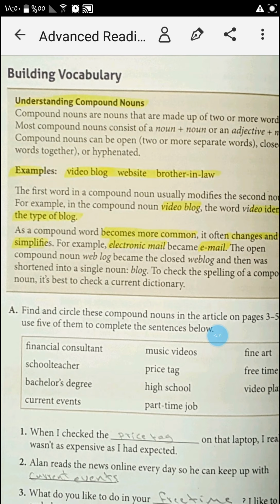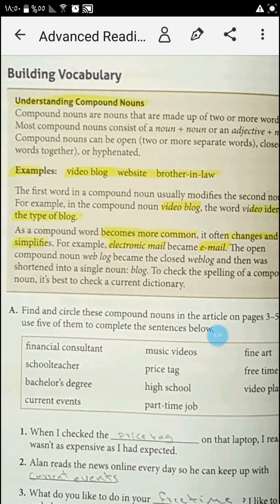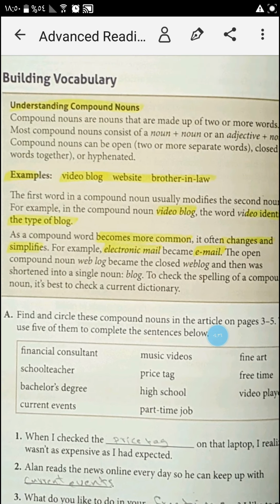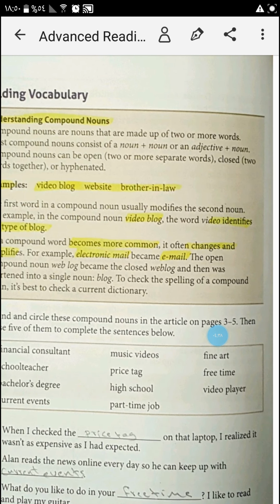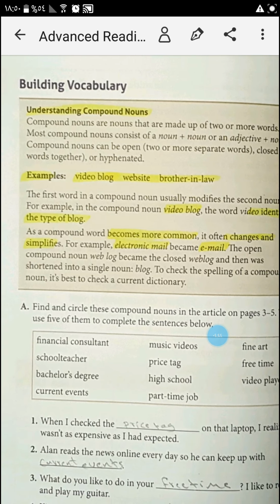So we are talking about the compound noun, and it can be noun plus noun, noun plus adjective, or adjective plus noun, and it appears in three types: separate words, closed 2 words together, and hyphenated. The first word in a compound noun usually modifies the second noun. The first word, whether adjective or noun, modifies the second one.